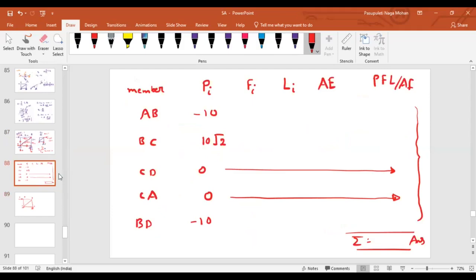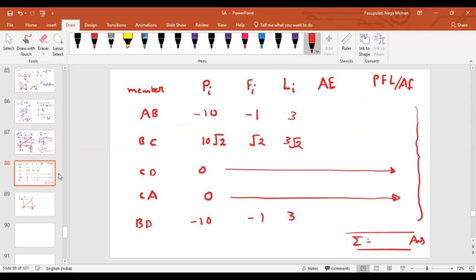The member forces are here if the load acting is 10. The same forces as before, but for AB, BC and BD: -1, -√2, -1. And similarly, this is 3√2 and this is 3.